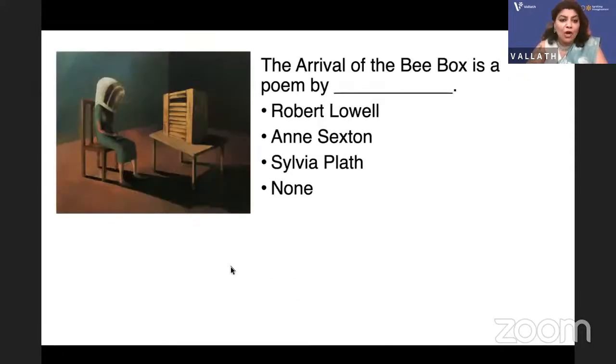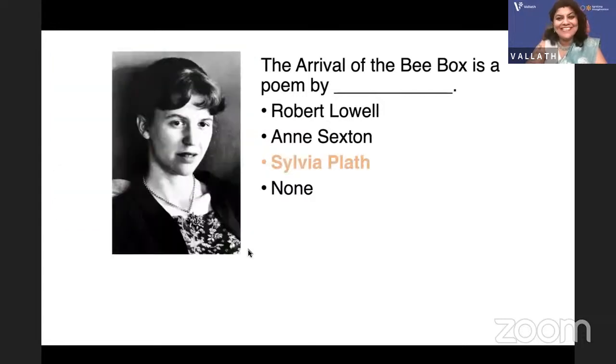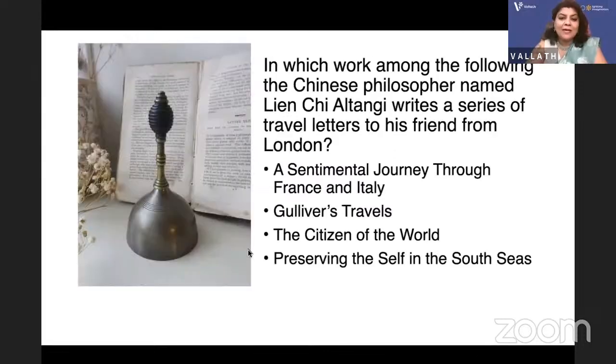The Arrival of the Bee Box. Bee, I remember. Somebody's father studied bees. Is it Robert Lowell, Anne Sexton, or Sylvia Plath? Whose father studied bees? It is Sylvia Plath.